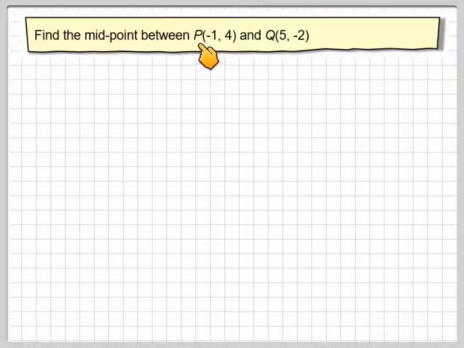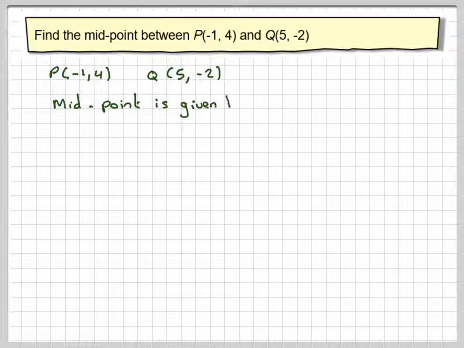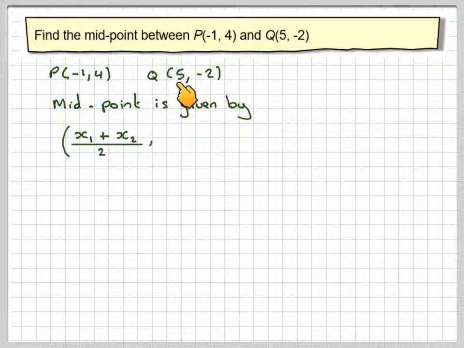Find the midpoint between P (-1, 4) and Q (5, -2). So we've got P (-1, 4) and Q (5, -2). Now to find the midpoint, all you need to do is add together the two x coordinates and divide by 2, and add together the two y coordinates and divide by 2.